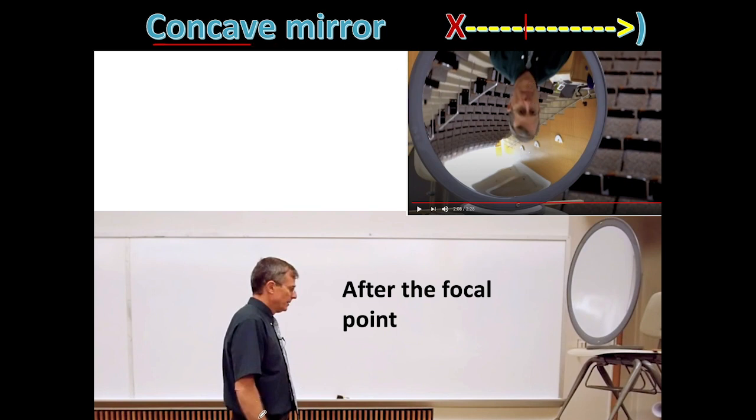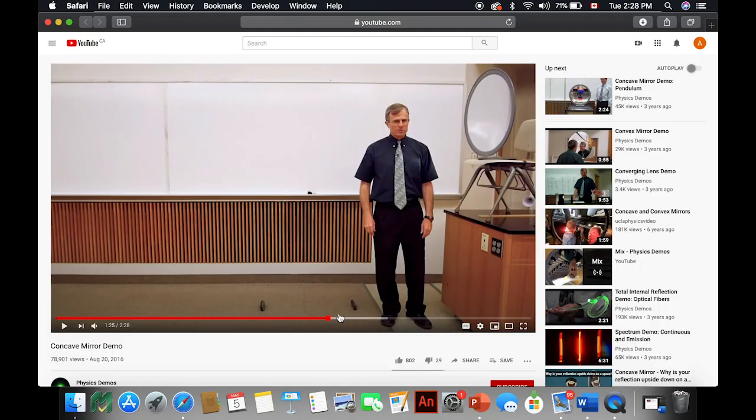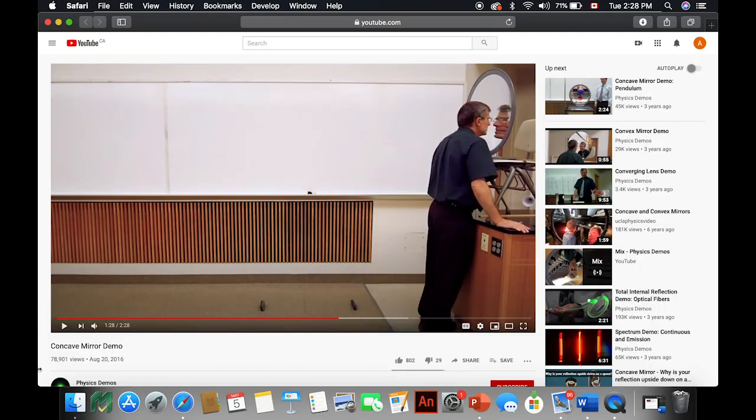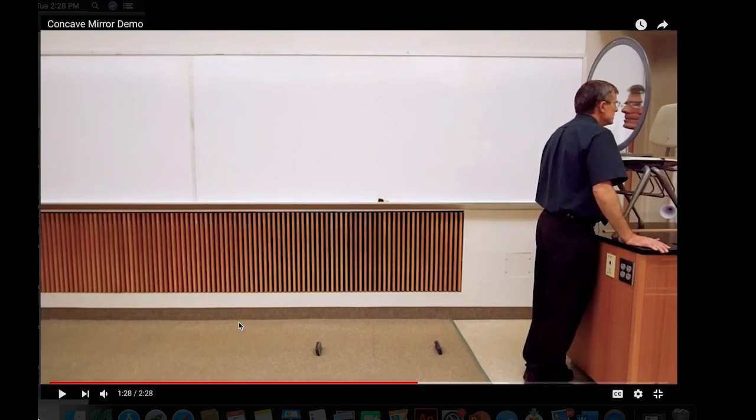So you can see how much further along he is. So he's over here now. You could say the focal point is over here. So this is a concave mirror that he's doing here.